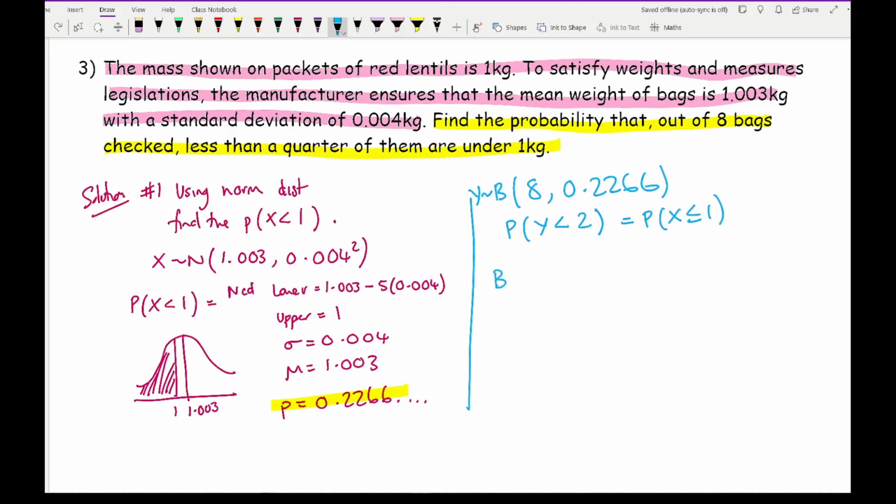So again, I'm going to go for BCD, and on the calculator let me quickly access that. In terms of variables, x is equal to 1, n is equal to 8, and p is equal to 0.2266. If I type those values in, 1, 8, and 0.2266, I get an answer of 0.428 to 3 significant figures.